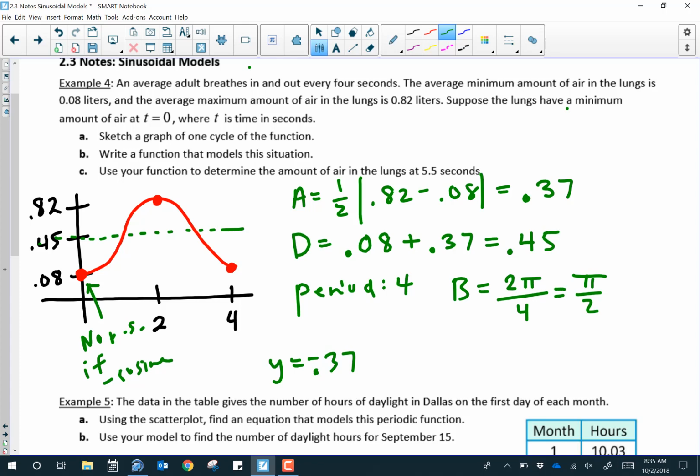So since we're starting at the minimum, we're going to do negative 0.37 cosine of pi over 2 x. There is no phase shift, so I just leave it as pi over 2 x plus my midline of 0.45.